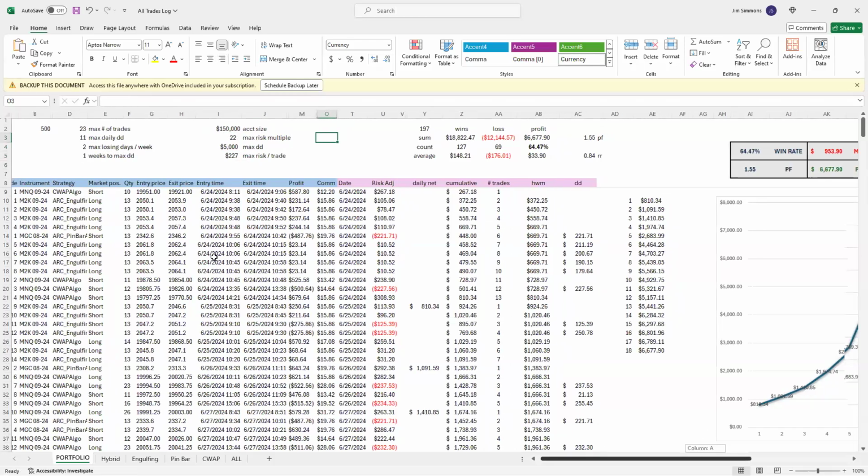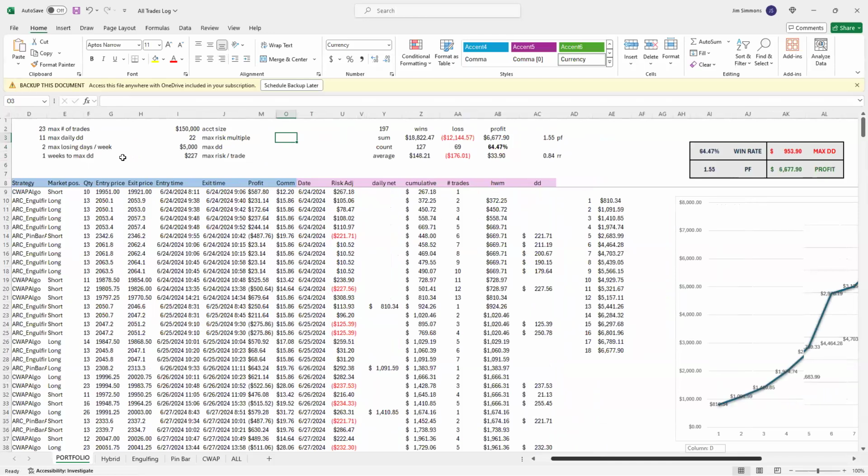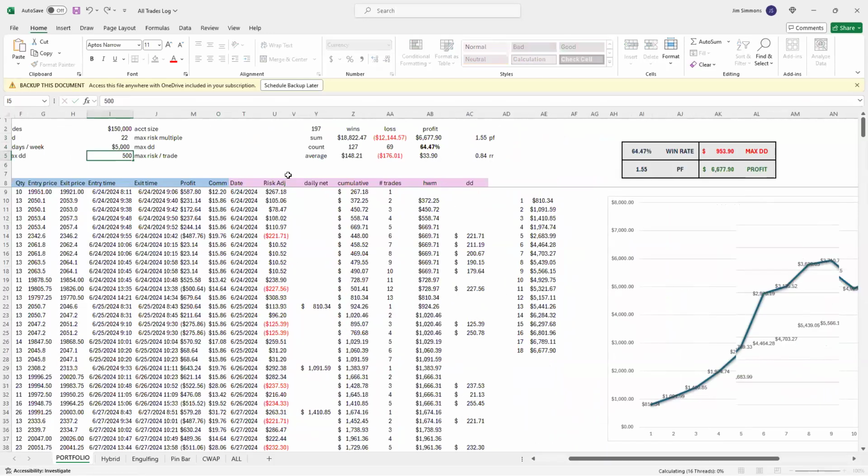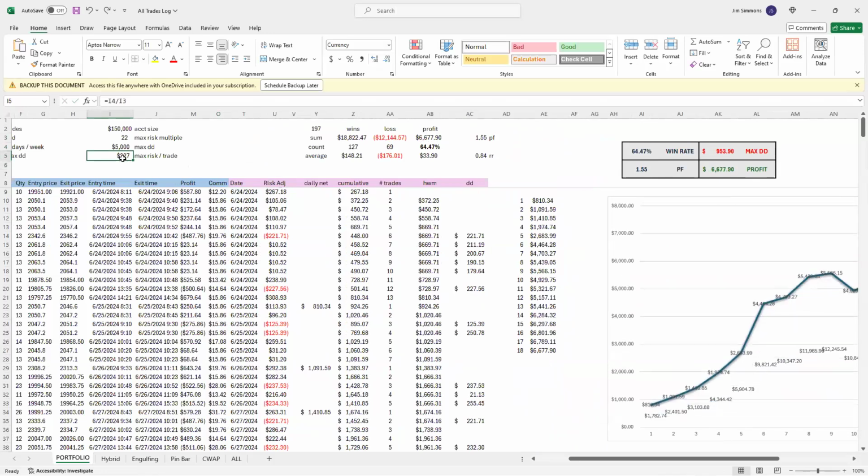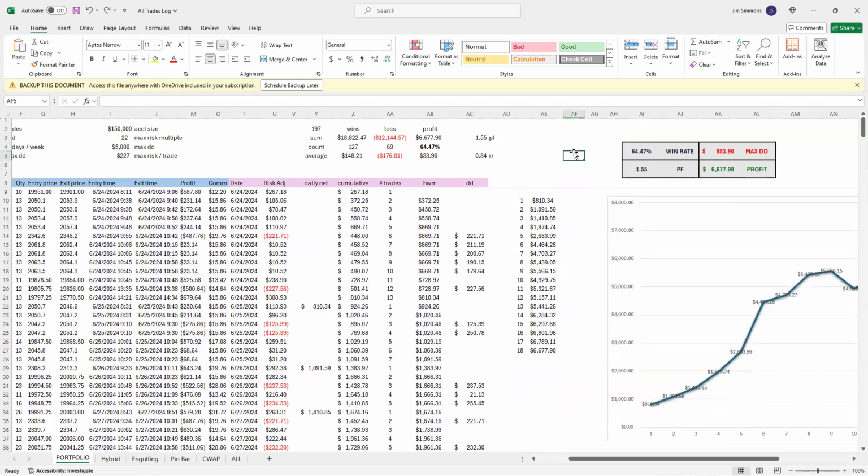So if we risk 227, this is set to change all of the numbers based on how much I'm risking here. So I've got it formatted to update all the risk numbers. You can see that's where this column comes in, risk adjusted. So we got about 200 trades here. If we're risking 227, this is going to give us a max drawdown of 1,000 and a profitability of 6,700. Okay, so it's great. Really good numbers.